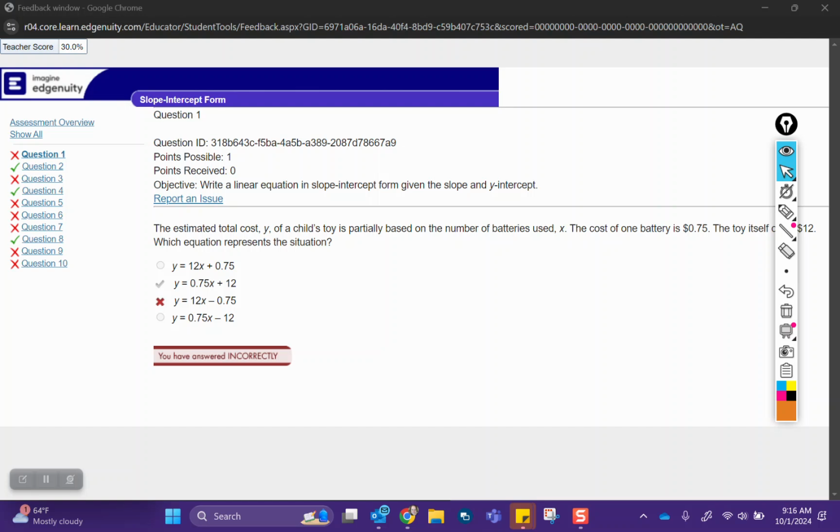In this example, we don't know how many batteries we need, so it's going to be 75 cents per battery. When you hear that "per," that's going to be multiplication. That's your x, your independent variable. However many batteries we put in, we have to multiply that by 75 cents. The toy costs $12. That doesn't change no matter how many batteries it's going to take. So that $12 is just on its own. So the correct equation was y equals 0.75x plus 12.